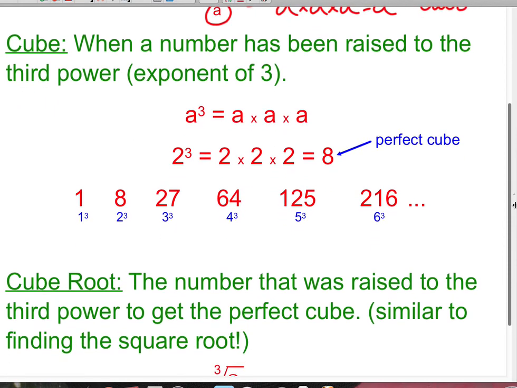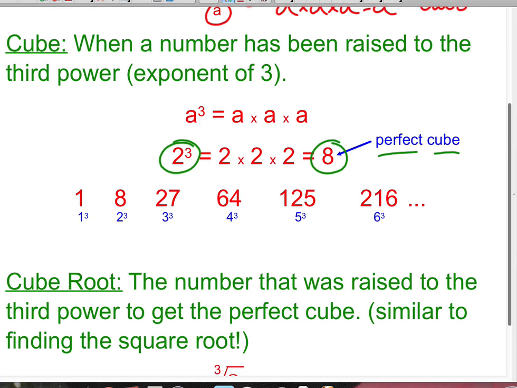And then down below there, I said, let's just pretend that all sides of the cube measure 2 inches or 2 centimeters, whatever. So 2 to the third power would be 2 times 2 times 2. That is not 6, right? 2 times 2 is 4, and times 2 again is 8. So 2 to the third power is 8. And the answer that you get is called a perfect cube.